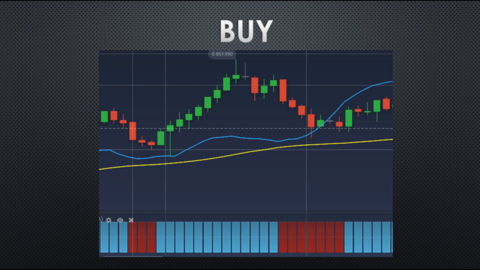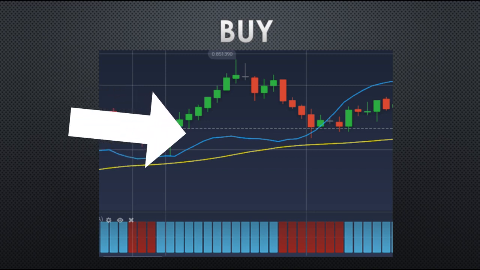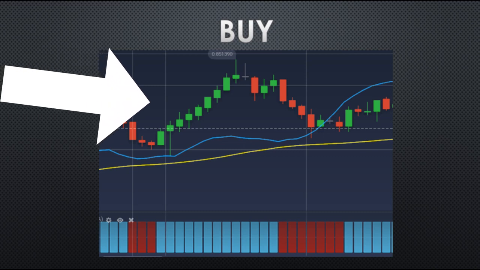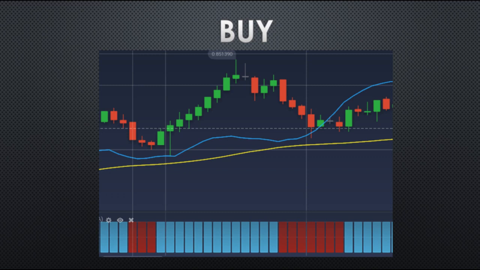Buy. The line of the linear regression intercept indicator has to be above the yellow moving average. The candles must close above the linear regression intercept or be completely above it. And also the chop zone indicator bar should be light blue.